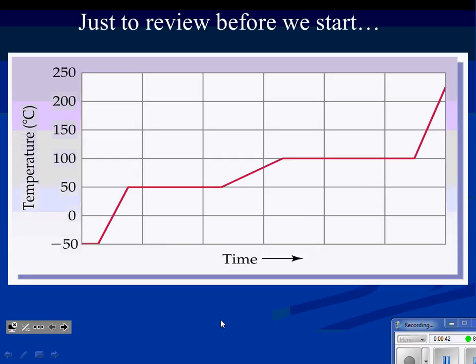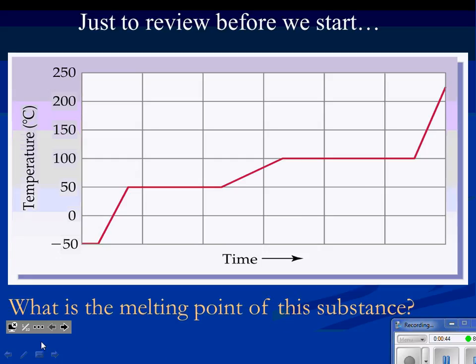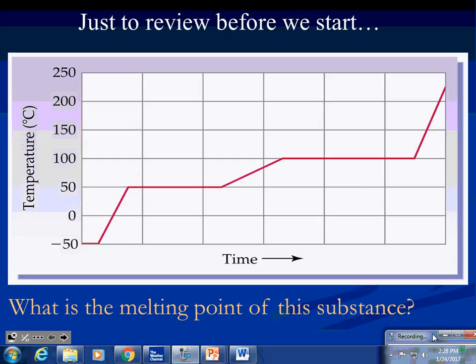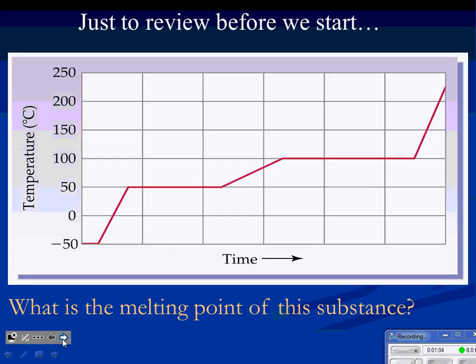So when I click on, the first question is, what is the melting point of this substance? Well, as I'm eyeing this, I look and I say my first plateau here is my melting point. So for this particular substance, my melting point is going to be 50 degrees Celsius. Okay, there we have it, 50 degrees Celsius.